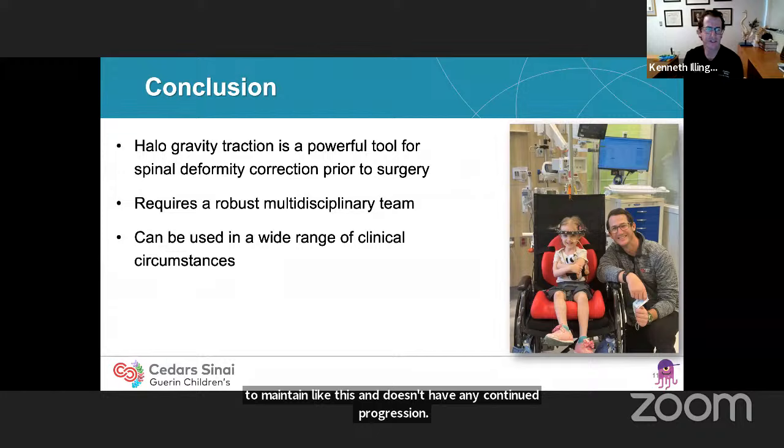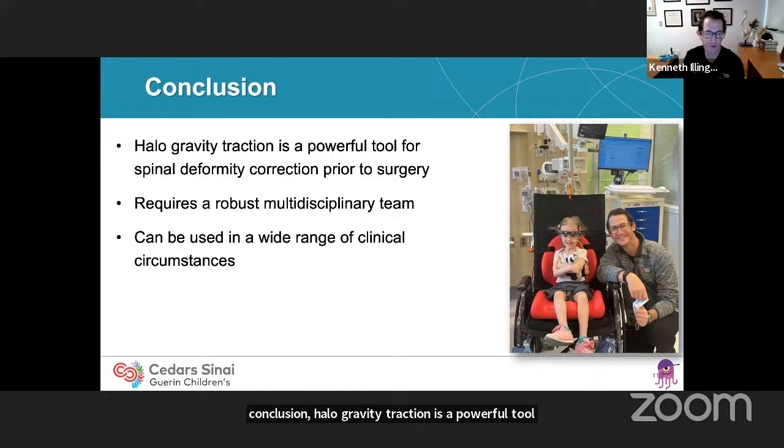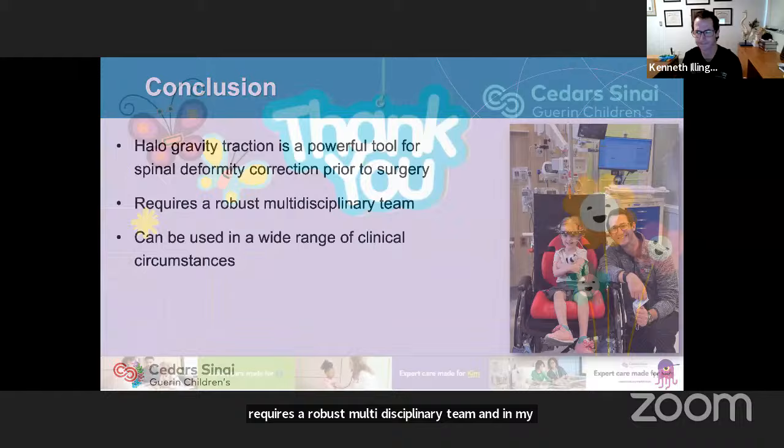So in conclusion, halo gravity traction is a powerful tool for spinal deformity correction prior to surgery. It requires a robust multidisciplinary team. And in my hands, it really can be used in a wide range of clinical circumstances, as we've demonstrated through some of those cases. Thank you.